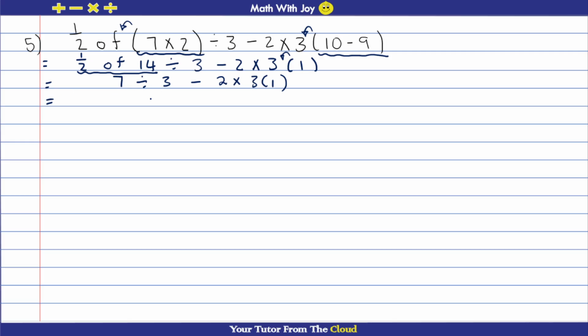7 divided by 3. I don't have a solid answer, so I'm going to put 7 over 3. I'm turning this into a fraction. Minus. Over here, I have 2 times 3 bracket 1. Right, so I did the division operation. That's what we did. Now we have to multiply all of this. Now we know we're going to have 7 over 3 minus. This is 2 times 3, which is 6, times 1, which is 6.